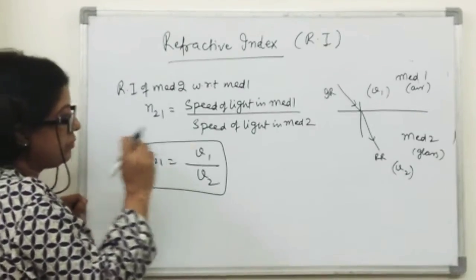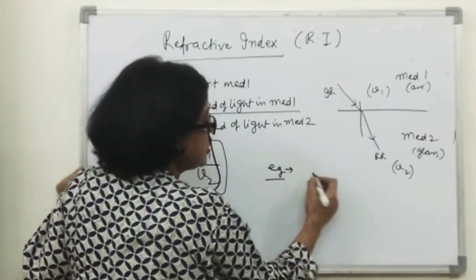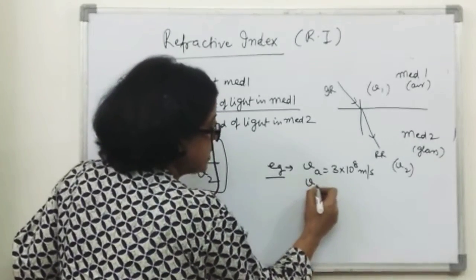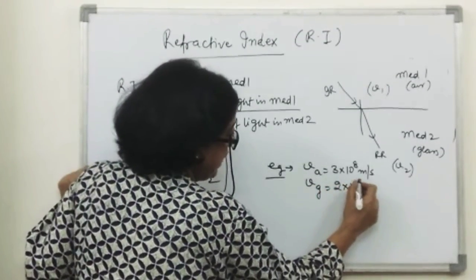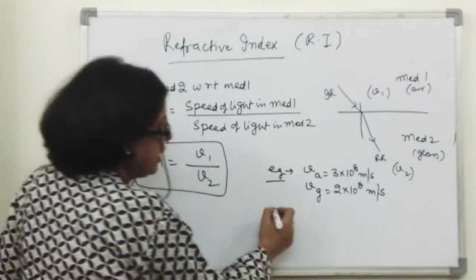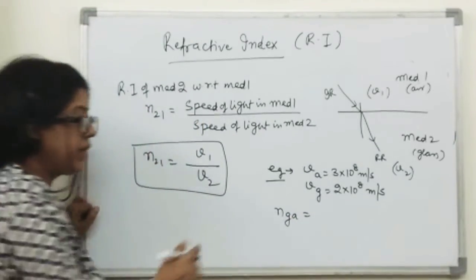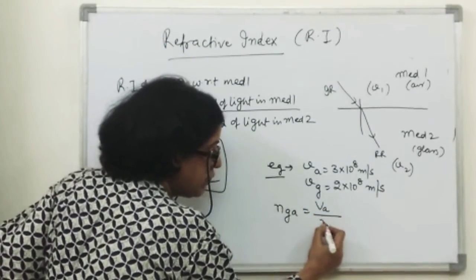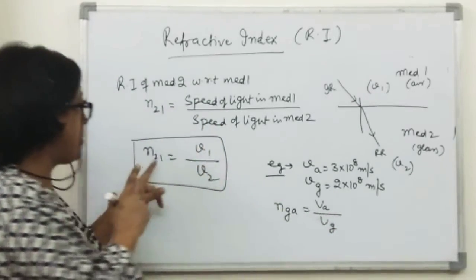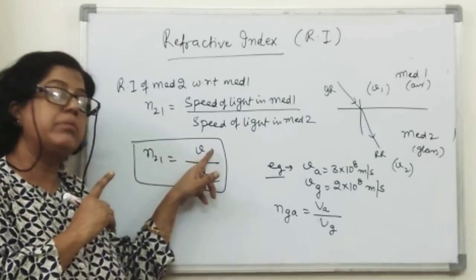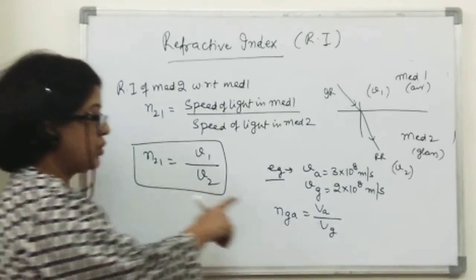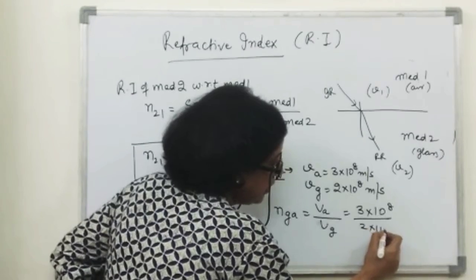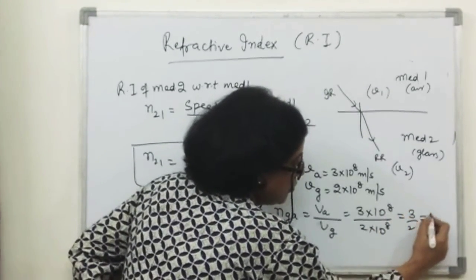For example, now, let me take one example here. Speed of light in air we know is 3 into 10 raised to power 8 meter per second. And speed of light in glass I am giving to you is 2 into 10 raised to power 8 meter per second. If I have to calculate the refractive index of glass with respect to air, it means speed of light in air divided by speed of light in glass. So this you have to remember, N21 is V1 by V2. First medium in the numerator, speed of light in the second medium in the denominator. So it will be speed of light in air by speed of light in glass, which is 3 into 10 to the power 8 by 2 into 10 to the power 8. And that will be 3 by 2, and that is almost 1.5.